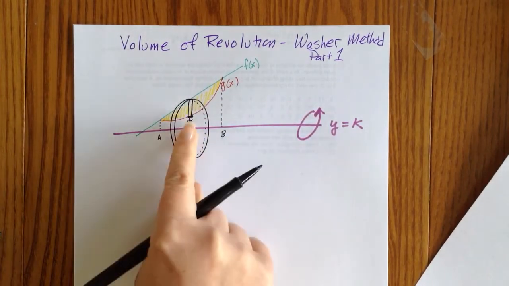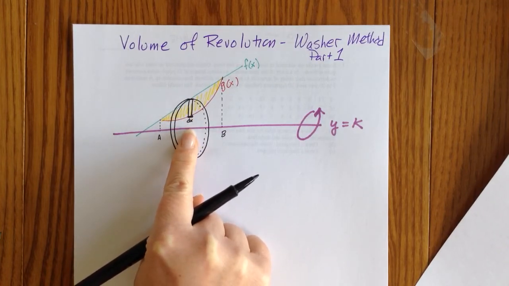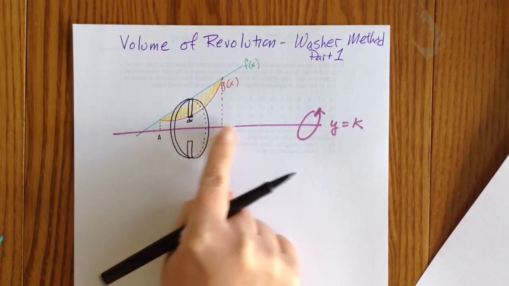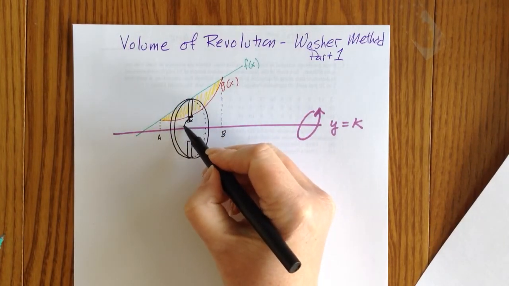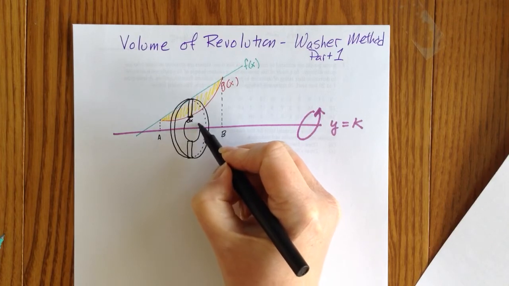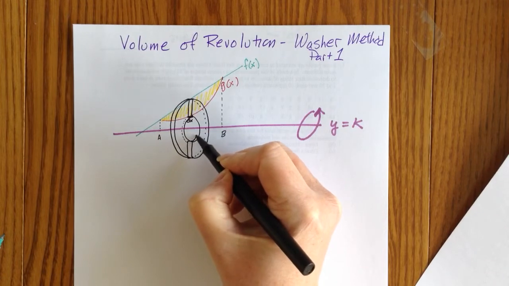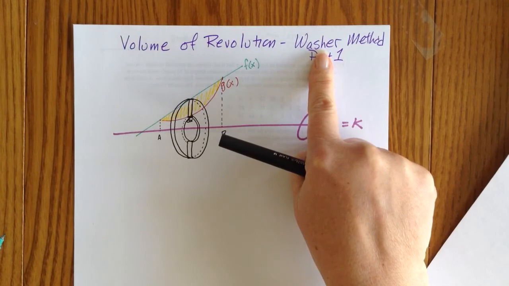But here's the gig. Do you see how the bottom of this rectangle is not sitting flush on the axis of revolution from A to B? It's not even touching it at all. It could be, but it's not sitting flush. So as this spins around, there will be a hole. There's a hole in our disc. It's not a disc. It's now a washer. That is a disc with a hole in it.